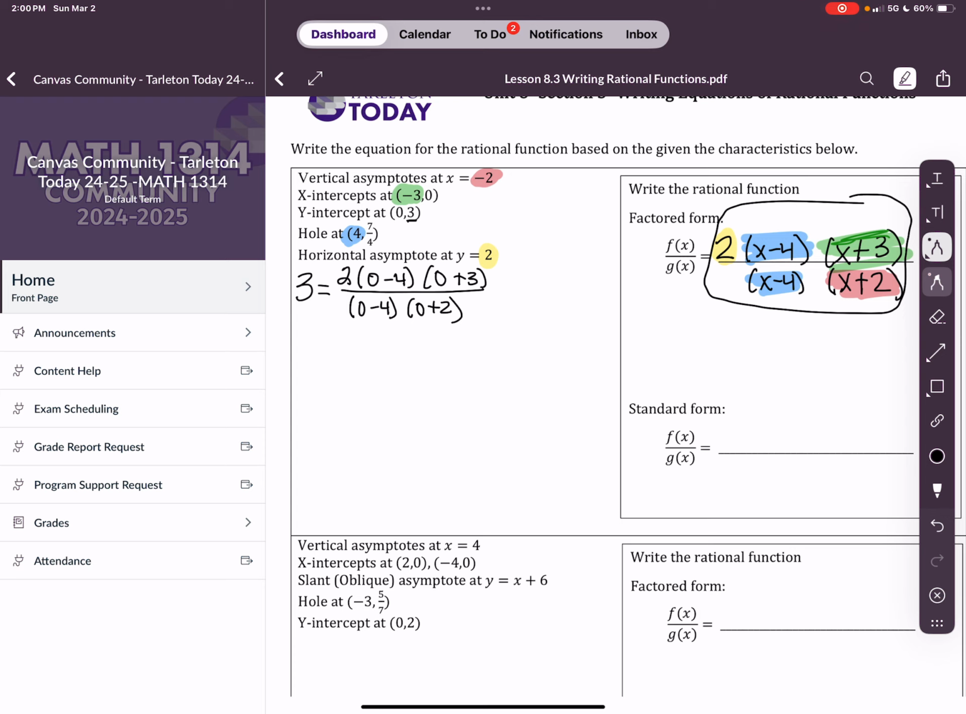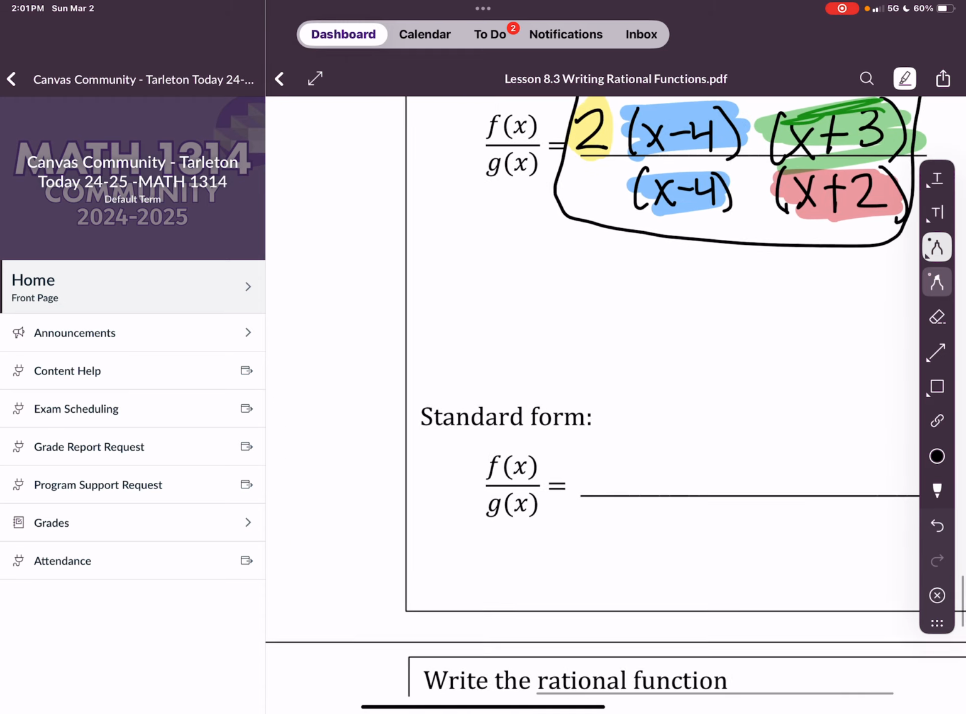So then I'm probably going to do more steps than some of you need. That's okay, I'm just going to simplify it. So 0 minus 4 is negative 4, 0 plus 3 is 3, over 0 minus 4, which is negative 4, 0 plus 2 is 2. All right, so that gives me 3 equals 2 times negative 4 is negative 8, times 3 is negative 24. Negative 4 times 2 is negative 8. So then I find, sorry, 3 equals 3. So yes, this is right. This is correct, okay?